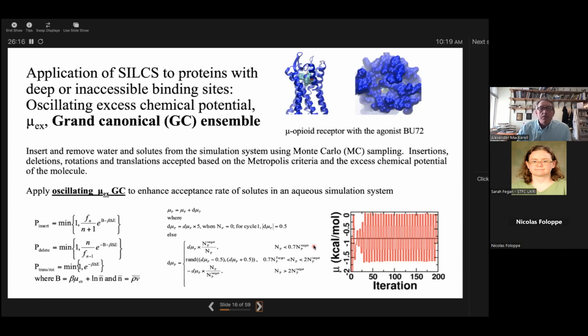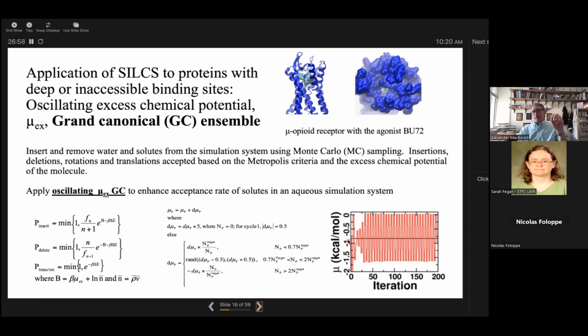So what we did to overcome this is we've developed the oscillating excess chemical potential approach, where basically we're targeting a given concentration. If the concentration of the solute is too low, we turn down the chemical potential, which forces acceptance when we do insertions. And if the concentration gets too high, we change the chemical potential to make the probability of acceptance of insertions low, okay?